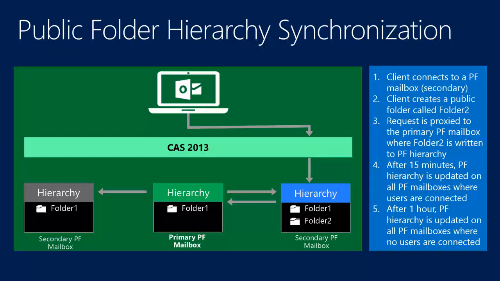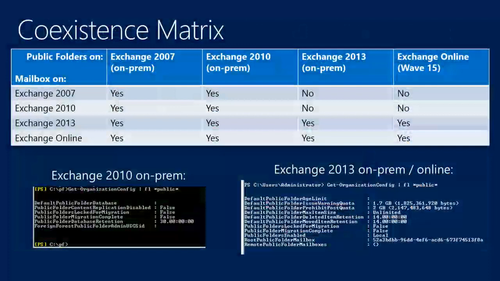Yeah? So one quick question. If you have a CAS connected to a passive copy or a secondary copy, when they do that write and it proxies back over to the primary copy, does that immediately sync back down so they get immediate results, or they have to wait 15 minutes to see what they created? No, as I said, it proxies. So it's proxied here, so it's immediately available on this public folder mailbox. Yeah, then the write occurs to the primary, and the primary sends out the changes to the others. Okay, so as I said, otherwise the user would create a public folder and it would be gone immediately.